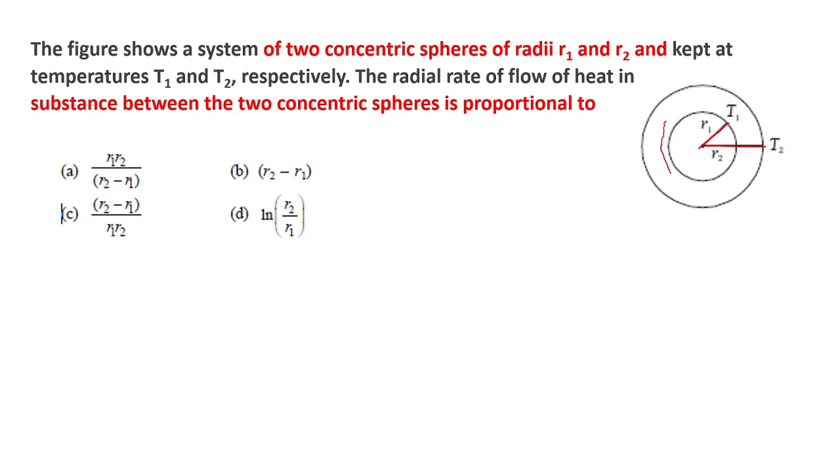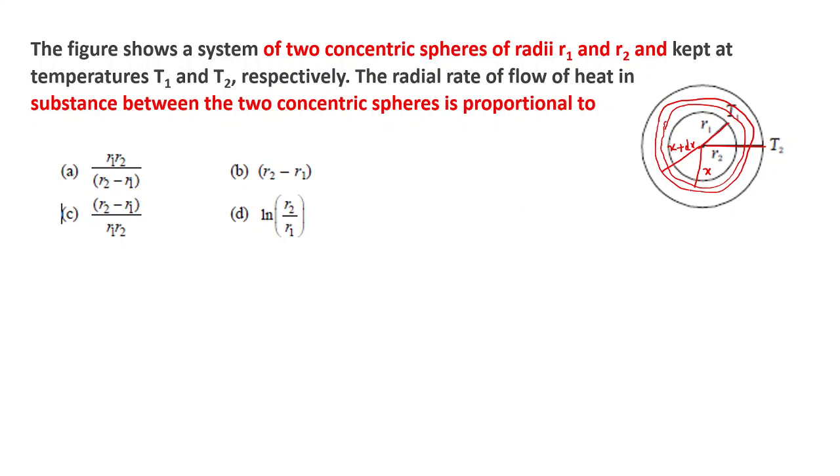To solve the question here we are drawing another sphere of radius x. So this radius is x and this radius is x plus dx. Okay, we have taken a concentric shell of radius x to x plus dx.